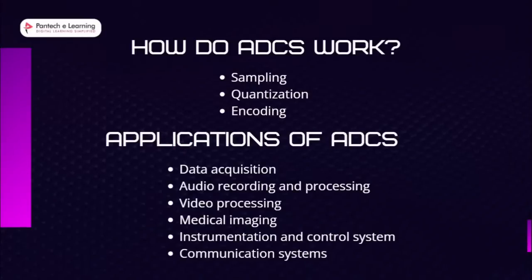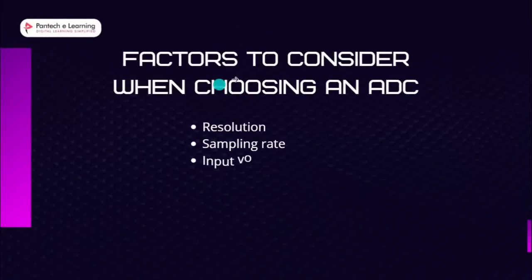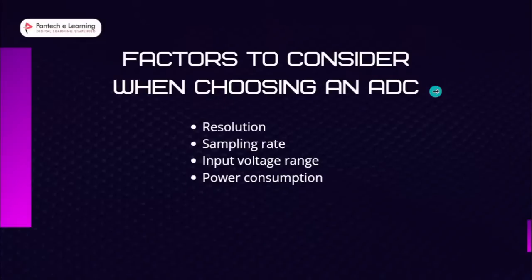And there is also another thing, which is the application of ADC. ADCs are used in a variety of applications including data acquisition, audio recording and processing, video processing, medical imaging, instrumentation and control systems, communication systems, something like that. In each of these applications, ADCs play a critical role in converting analog signals into digital signals that can be processed by digital circuits. Now let's see the factors to consider when choosing an ADC.